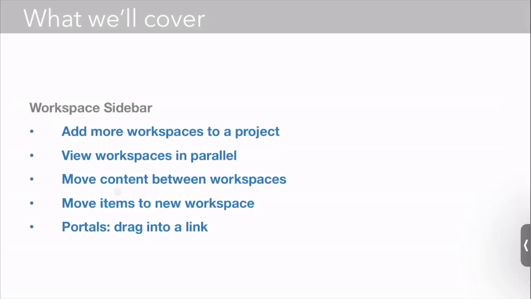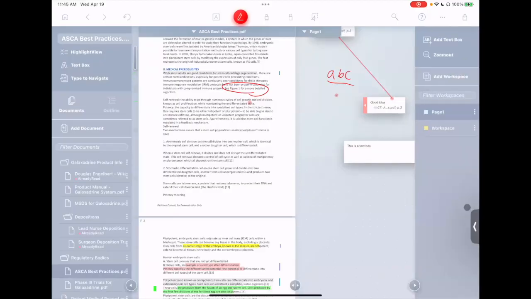Now let's get a little bit deeper into the workspace. Let's talk about the workspace sidebar and what the possibilities are with that. Okay, so first we're going to talk about how you can add more workspaces, how you can view workspaces in parallel, talk about moving content between workspaces, adding items to new workspaces, and portals, which is a very nice advanced workspace feature. Let's expand the workspace sidebar like this.